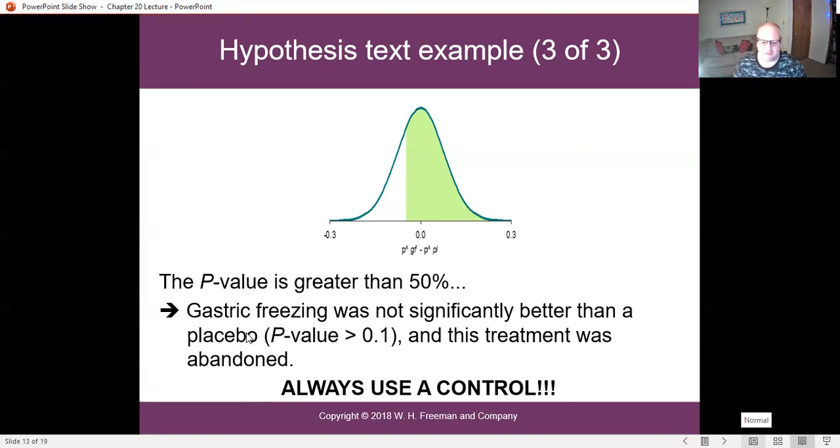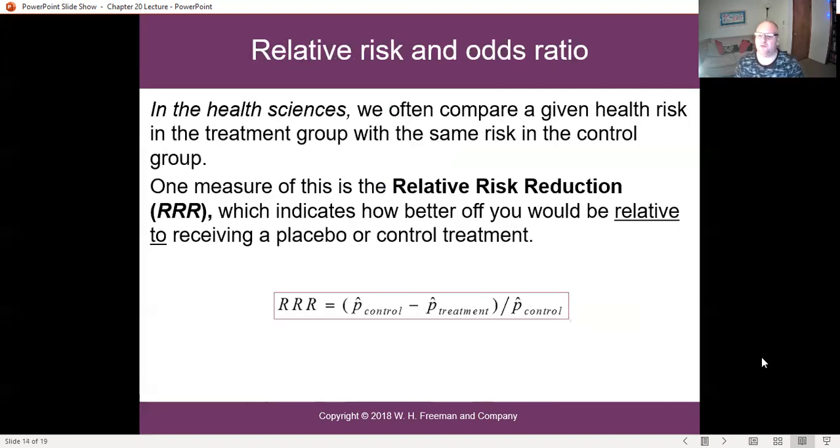Okay, let's talk about some specific applications in healthcare. The first one we're going to talk about is RRR. It's called relative risk reduction. It is how much better off you would be getting a treatment relative to getting a placebo. Now, I don't want you to think too deeply about this. These are pretty basic ideas.